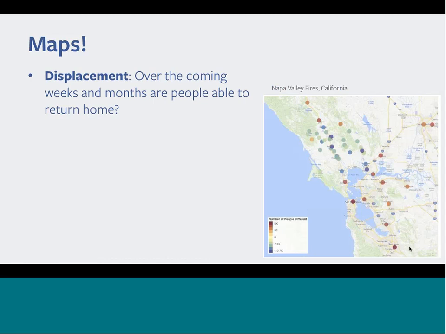And then the red areas are the major cities around the affected region that saw an influx of people as people were displaced from the Napa Valley region. And then again, this map is produced over time so we can see as these people are able to eventually return home.